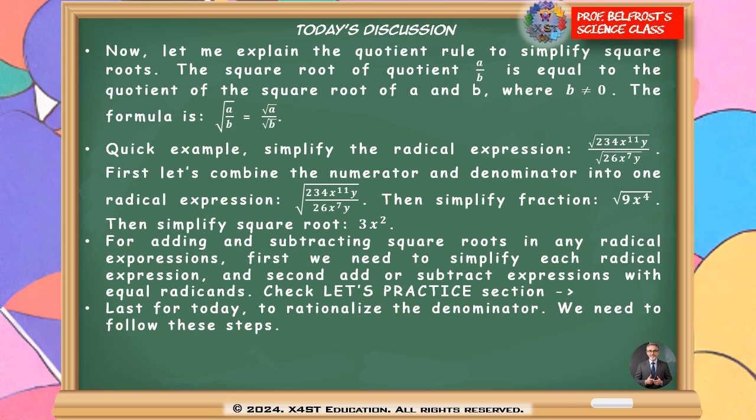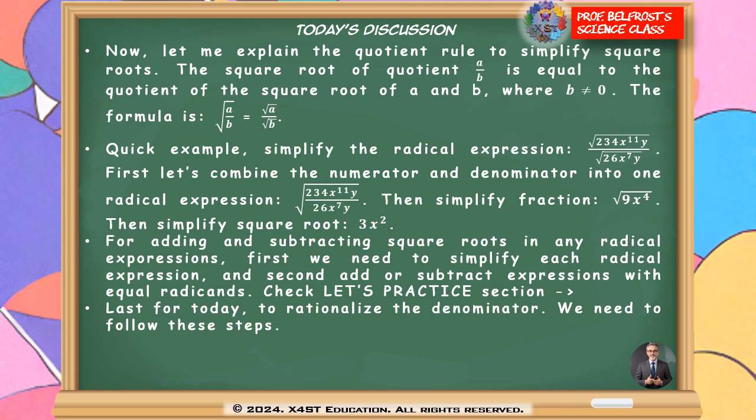Then let's simplify the fraction. 234 divided by 26 is 9, and x to the power of 11 divided by x to the 7 is x to the 4. Y and y, we have none left. So the simplified expression is the square root of 9 times x to the 4. Then let's simplify further, and we have square root of 9 is 3 and square root of x to the 4 is x squared. Okay, so that's the answer.